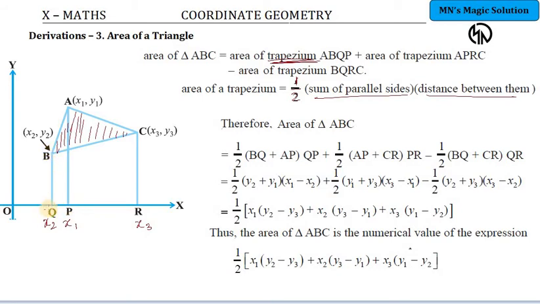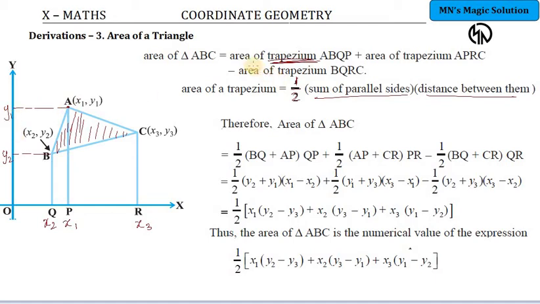So, what is BQ? What is AP? The lengths of these two things we should know. BQ is nothing but the perpendicular length, that is the y coordinate value. So, you can say BQ is Y2. In the same way, the length of AP you can say is Y1.